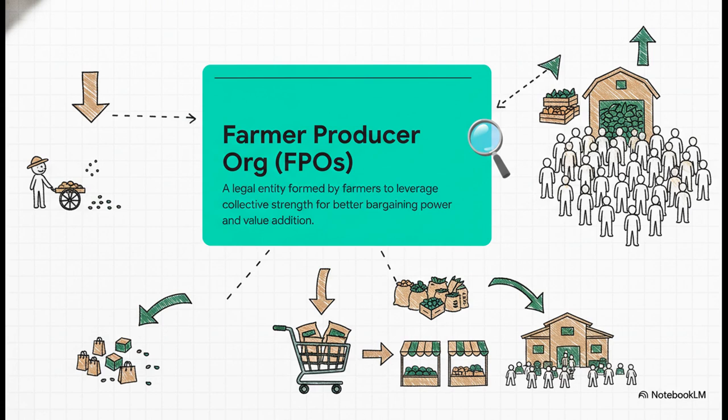Well, that's the whole idea behind a farmer-producer organization, or an FPO. It's basically a company owned by the farmers themselves, which lets them buy supplies in bulk and sell their produce together, getting much, much better deals.